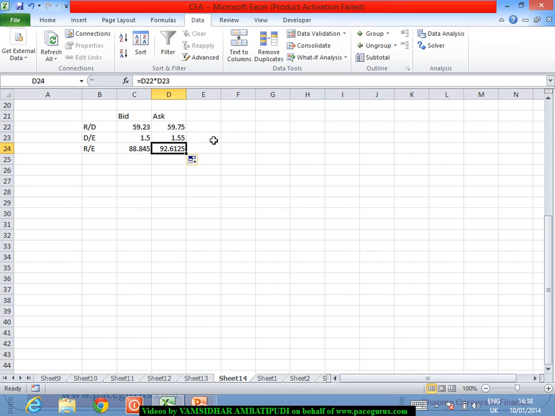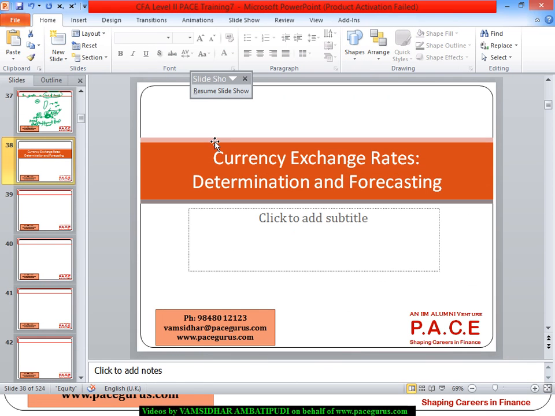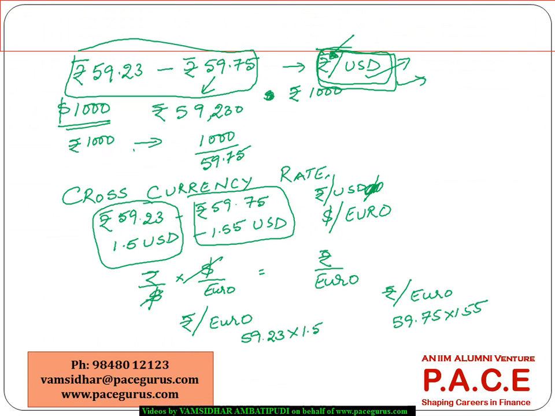This is how we arrive at the cross currency rate, both for a bid as well as an ask kind of transaction. Now, the next thing which I should look at in this context is the concept of triangular arbitrage.